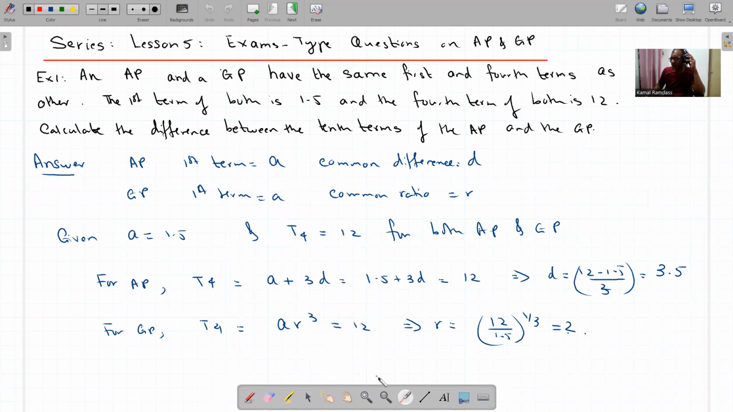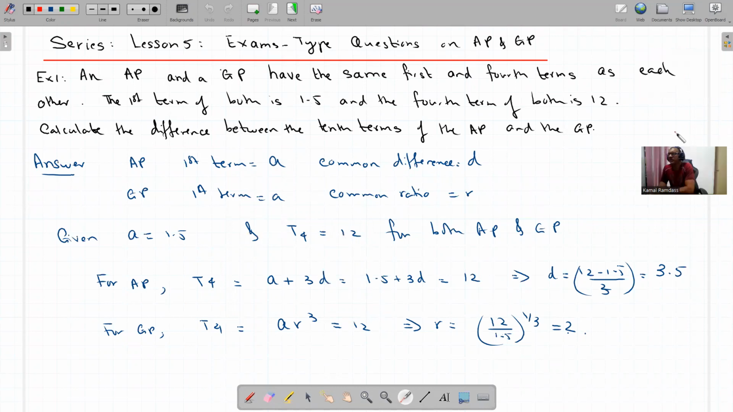Première question. An arithmetic progression and a geometric progression have the same first and fourth terms as each other. The first term of both is 1.5, and the fourth term of both is 12. Calculate the difference between the tenth term of the arithmetic and the geometric progressions.